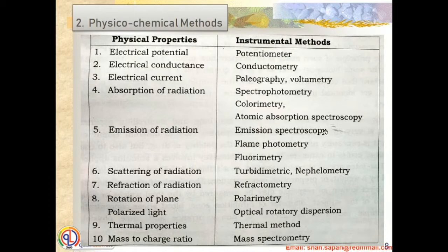Now you can see these are all various instrumental methods of analysis. So we can call the physicochemical method of analysis also an instrumental method of analysis. In the instrumental or physicochemical method of analysis, the determination is based on measurement of some physical properties. You can see as per the table, the potentiometer involves the determination of electrical potential. Similarly, the spectrophotometer involves the absorption of radiation, whereas mass spectrometry involves the principle of determining the mass to charge ratio. So in this way, you can classify physicochemical methods of analysis.